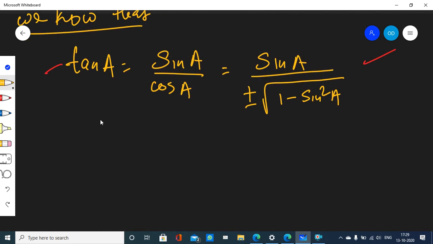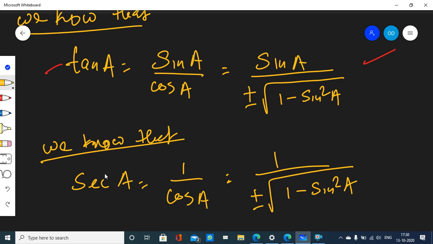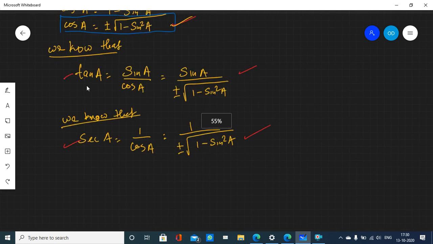The last one is to express sec A in terms of sin A. Well, we know that sec A is equal to 1 upon cos A, but we have to express it in terms of sin A. There should not be any cos, and we know that cos A is equal to plus or minus root over of 1 minus sin square A. Well done. You expressed sec in terms of sin. Clear on this?